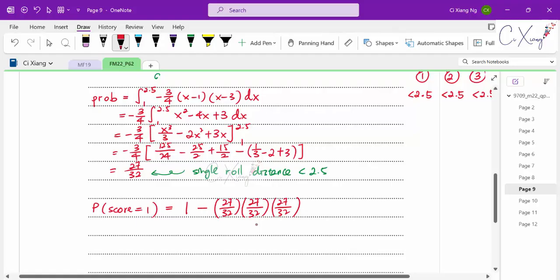It's the same. So I write it out like this to show you that these represent the 3 different rows. First row, less than 2.5. Second row, also less than 2.5. The third one, also less than 2.5. So this is the probability that you do not score. But the question is asking for score equals to 1, right? So you can take 1, then minus this.